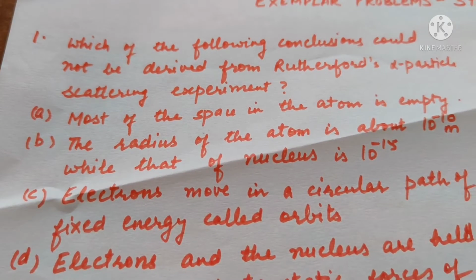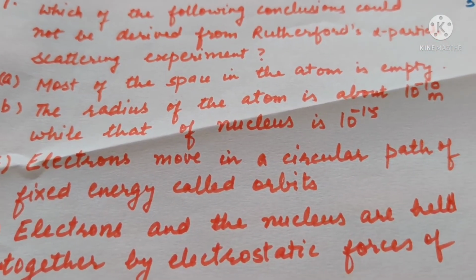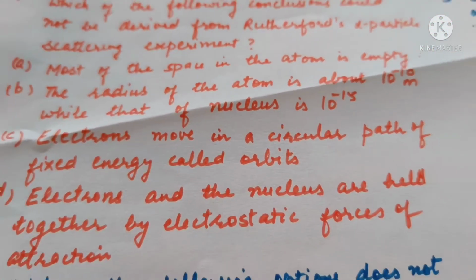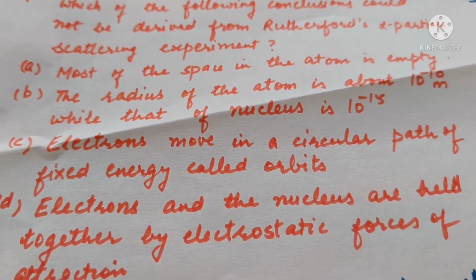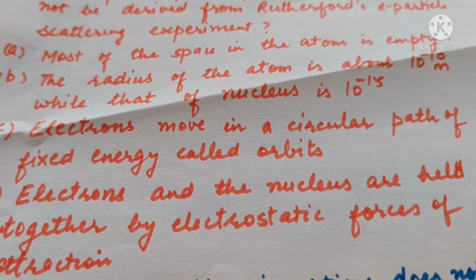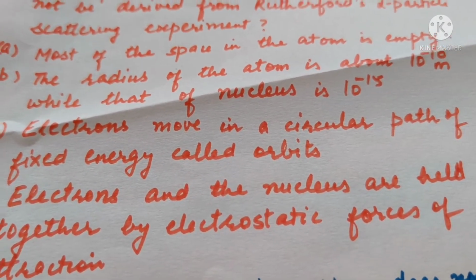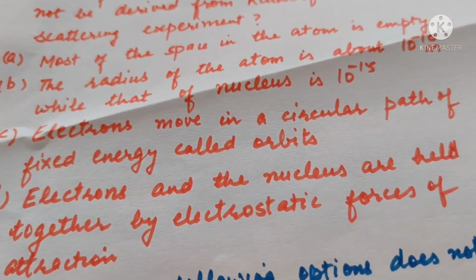Most of the space in the atom is empty. The radius of the atom is about 10 raised to power minus 10 meter, while that of nucleus is 10 raised to power minus 15 meter. Electrons move in a circular path of fixed energy called orbits. Electrons and the nucleus are held together by electrostatic forces of attraction. So, C.